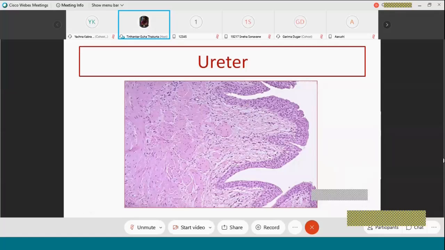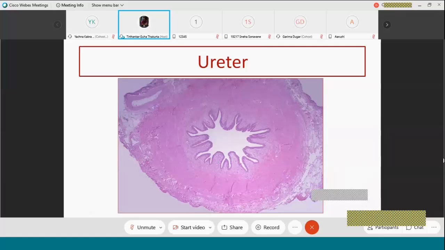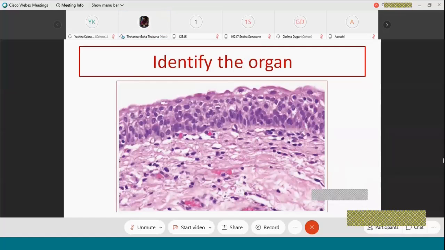Otherwise, in a spotting slide, just looking at the star-shaped lumen surrounded by the smooth muscle, you can easily guess that you are dealing with the ureter. Identify this organ.